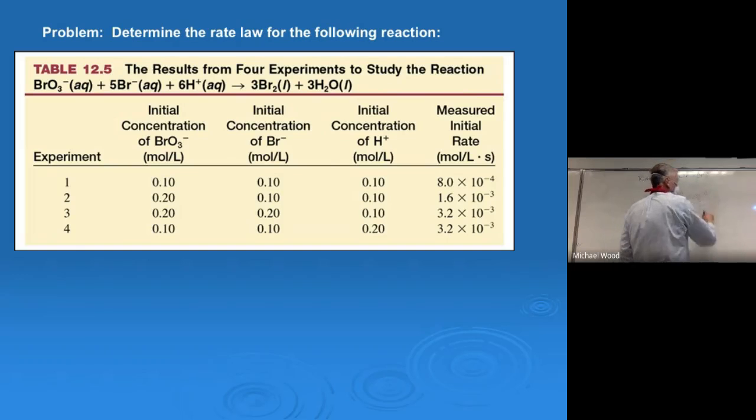So these numbers come right here, right here, and I really don't need to include the BrO3 negative and the Br negative. What's the value for Y? Z. Or Z? Thank you, Tyler. Z. What is the value for Z? It's 2, right? So here I get 4 is equal to 2 to the Z, so Z is equal to 2. So this is second order in terms of H plus.